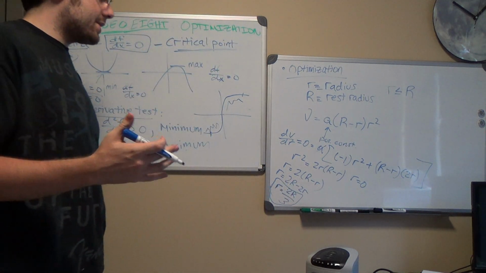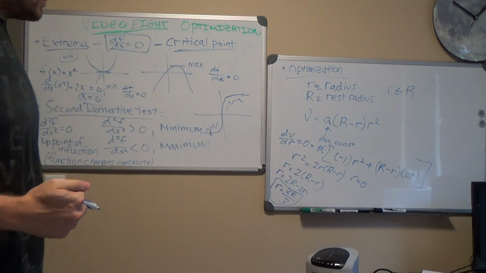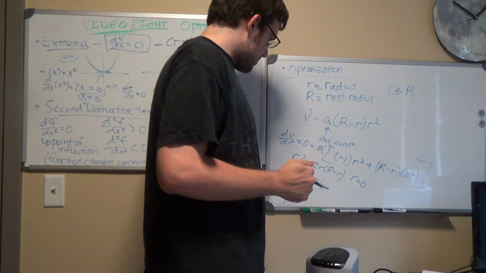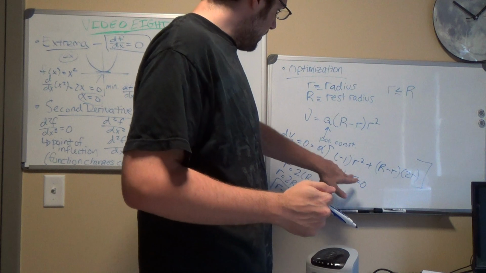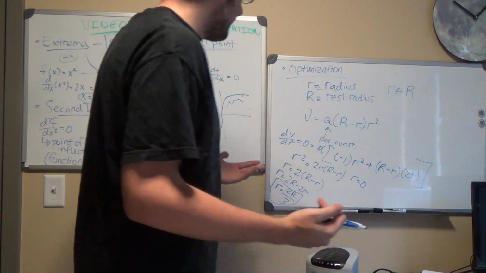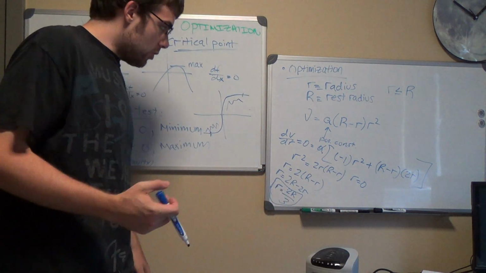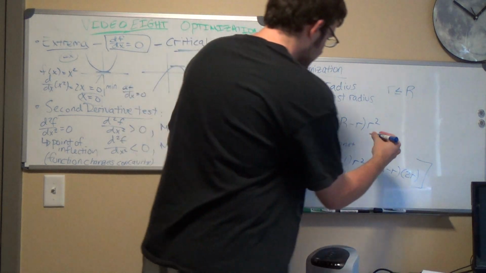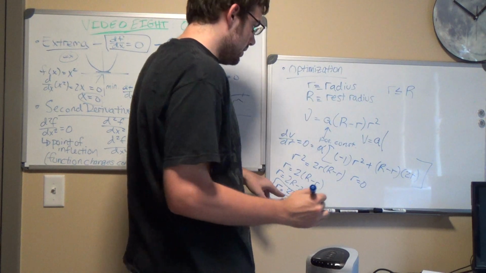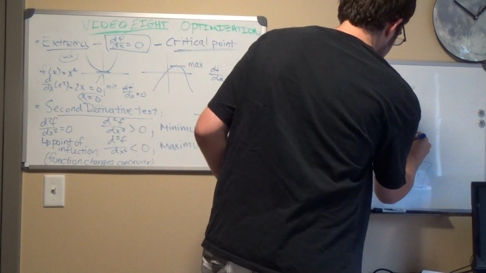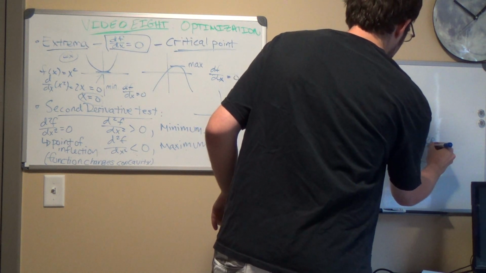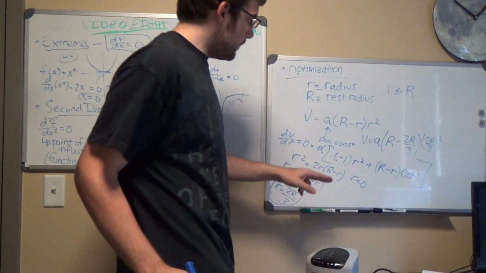So let's plug these into this expression. When r is equal to 0, the velocity is 0. When little r is equal to 2R over 3, let's find out what this is. v equals a times R minus 2R over 3 times 2R over 3 squared.